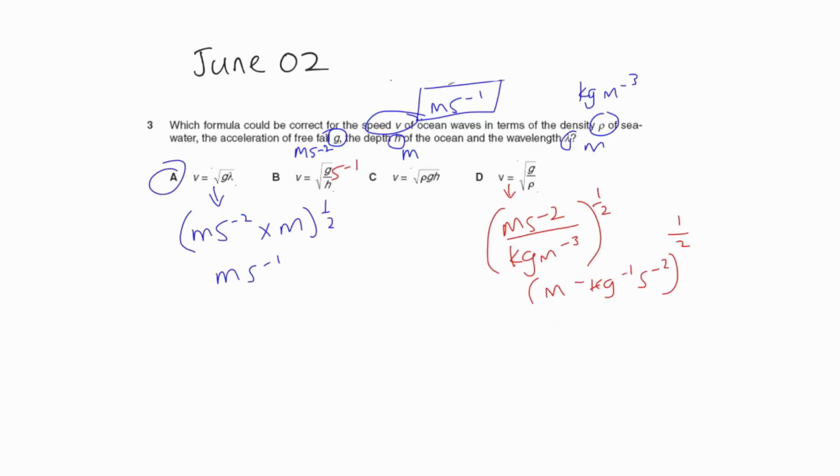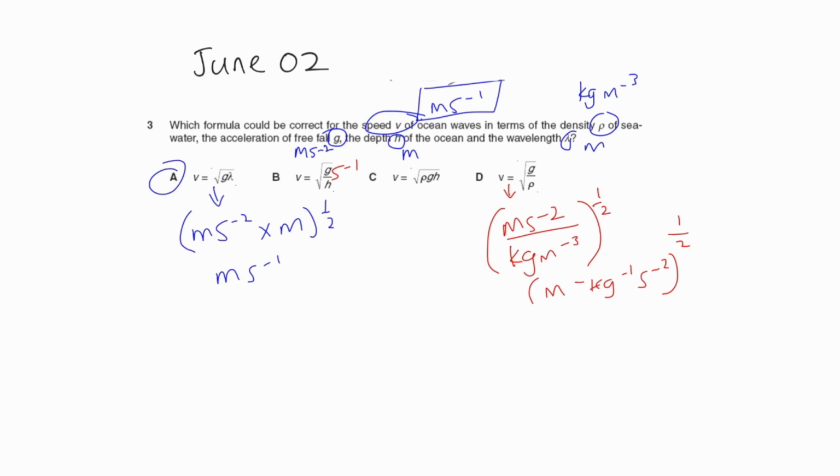For example, let's look at June 2002, paper 1, question 3. The question asks which formula could be correct for the speed v of ocean waves in terms of density, acceleration of free fall, depth of the ocean, and wavelength lambda. Now, if you look at the options given to you, most of these formulas are unfamiliar, probably because most of them are wrong. So how do you find the correct answer by not knowing any of these formulas?